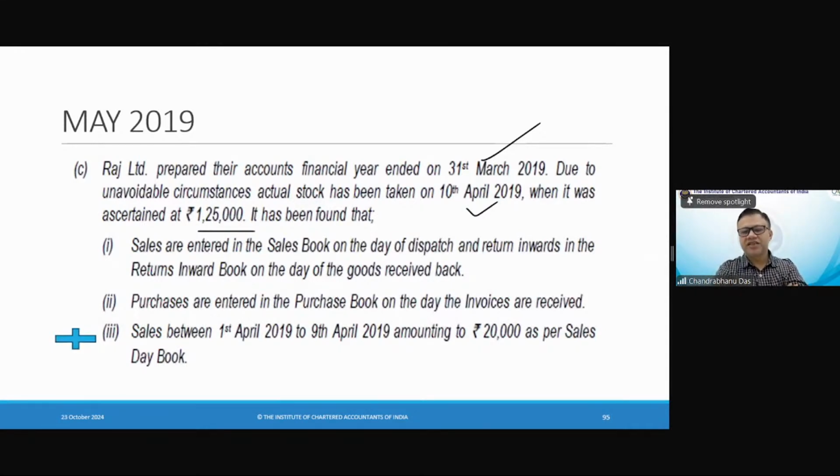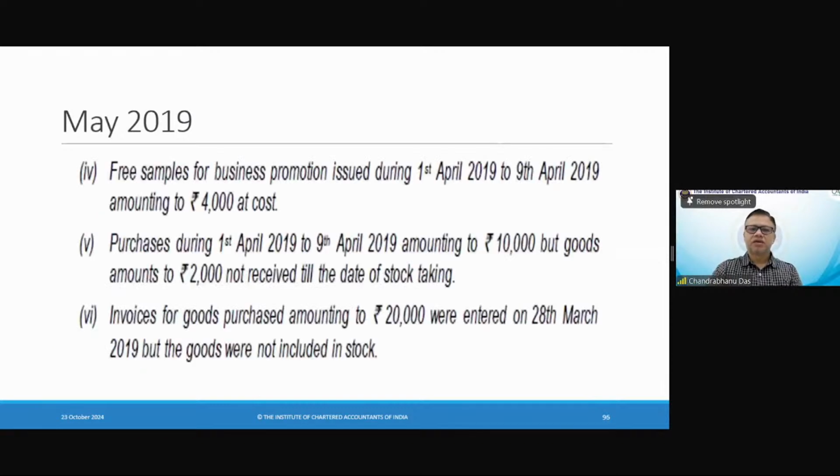So, 1st April 2019 to 9th April, the sales was 20,000 as per the sales day book. Free samples for business promotion, which were issued during that time, are 4,000 at cost, and the free samples get added back because you are going back to the opening stock now.